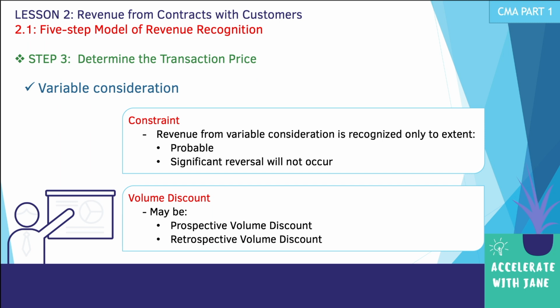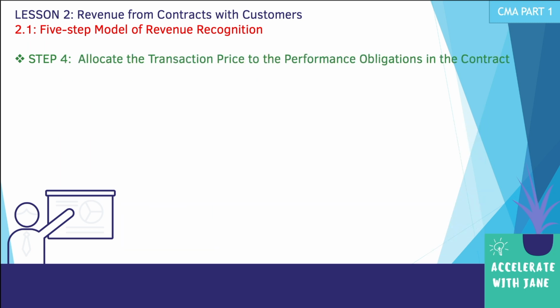Next, for the volume discount, this may be a prospective volume discount or a retrospective volume discount. So now let's proceed to step 4.